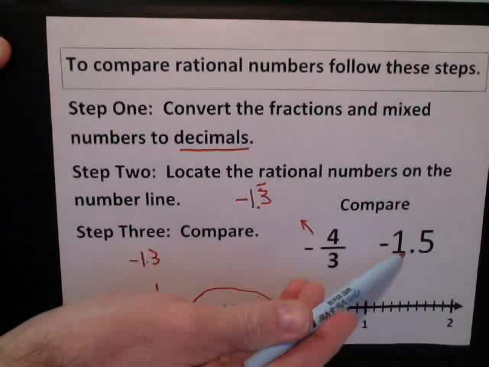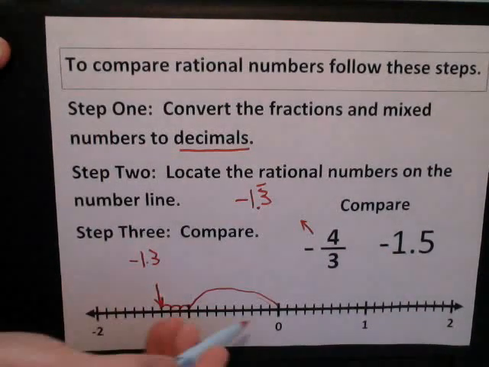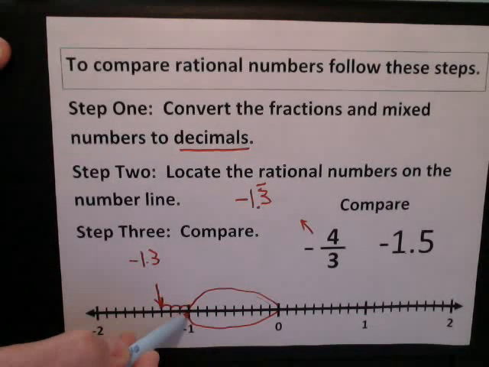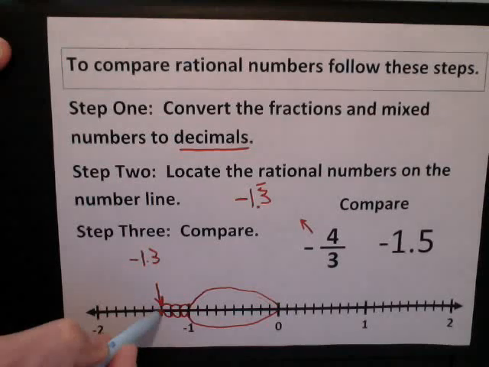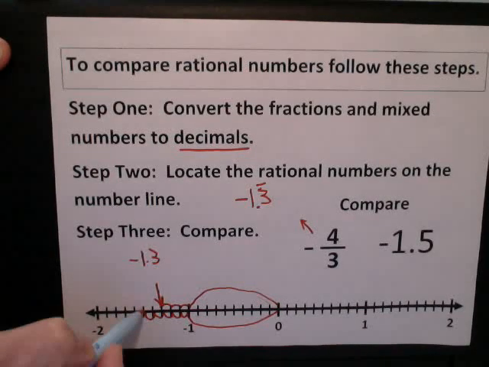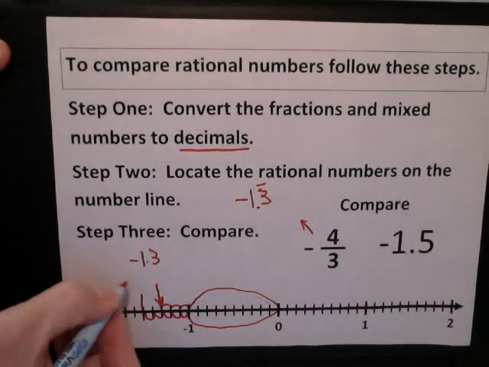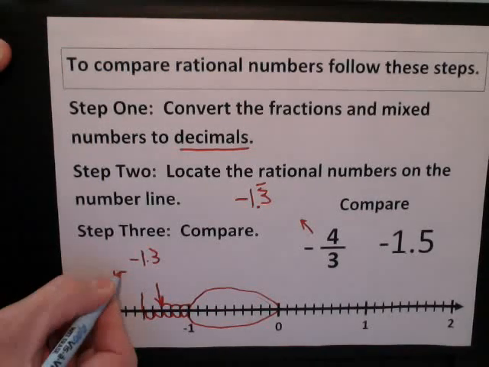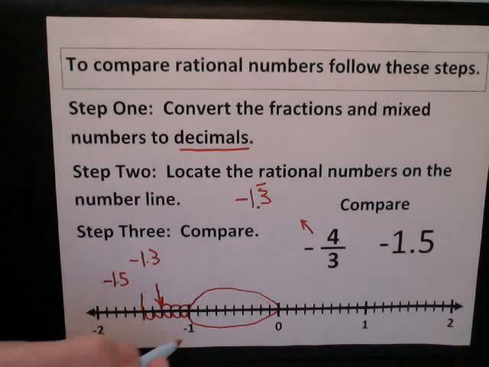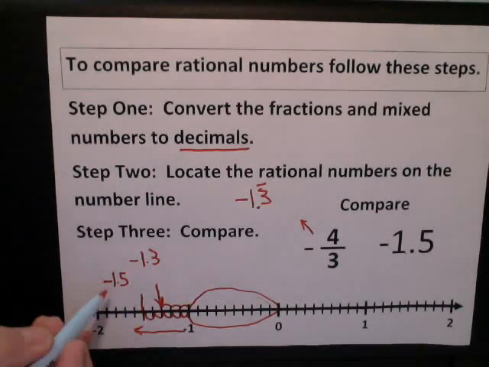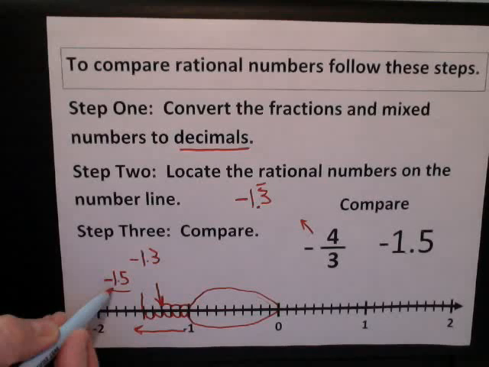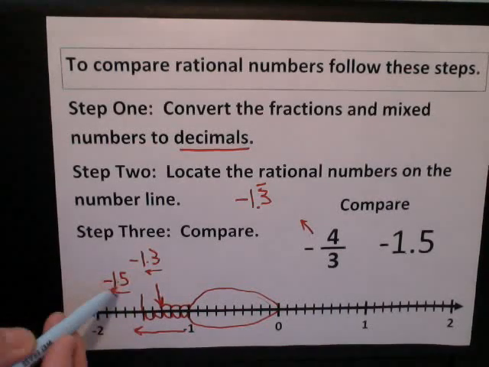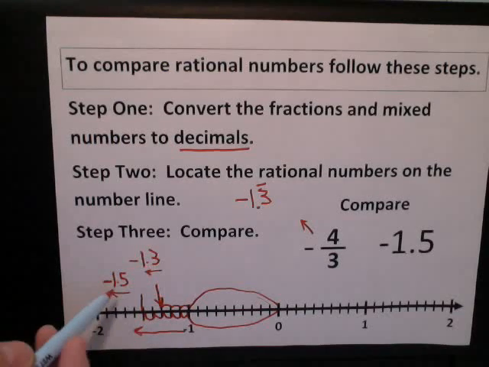Then we would plot negative 1 and 5/10. Well, again, we would come over one whole unit and then 5/10. 1, 2, 3, 4, 5, which of course is the halfway point. So this would be negative 1 and 5/10. Well, because we are traveling left and this one is further to the left than this one, it is lower, or has a lesser value than that one.